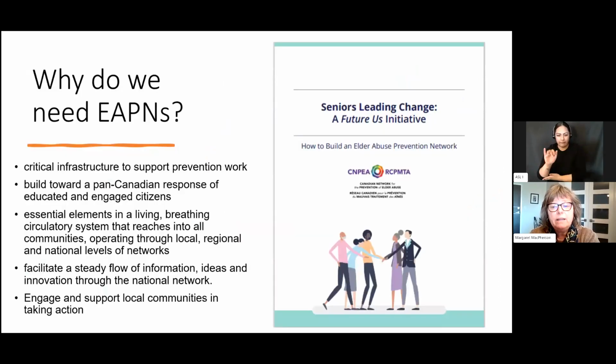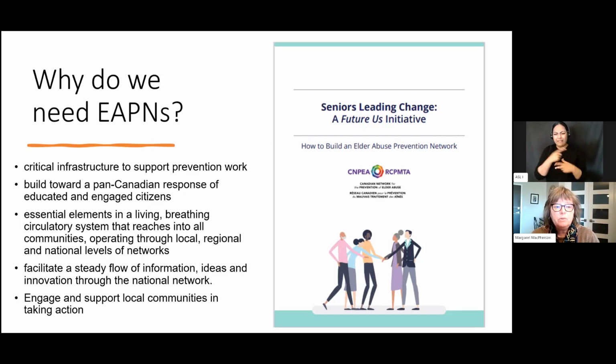That's the cover on the right hand of the screen for the toolkit. And I just want to acknowledge that there may be people who aren't sure why we need elder abuse prevention networks. I think it's so important to recognize the value of having infrastructure to be able to do prevention work, and that we need it at all levels of society, because what we want to do is develop a pan-Canadian response of people who know what to do when they see warning signs happening, who know where to go to find help, and how to work together to advocate for change.